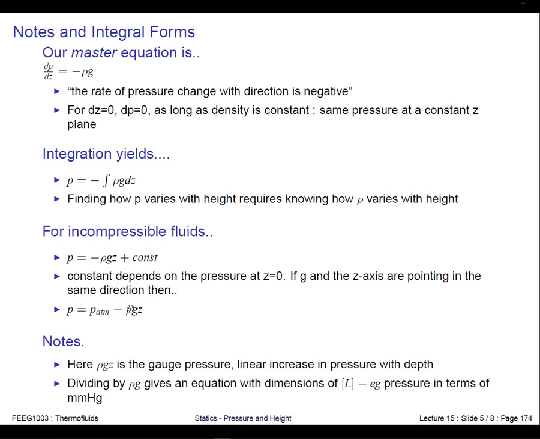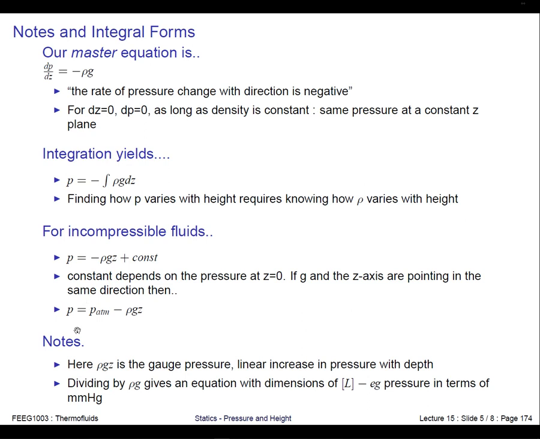This pressure as a function of z is called the gauge pressure, and if the fluid is incompressible, then it has a linear relationship of pressure with this height interval here. And because it's linear, this rho gz is very easy to use as a pressure measurement method, because all you have to do is measure z, and then you've got the pressure change directly.